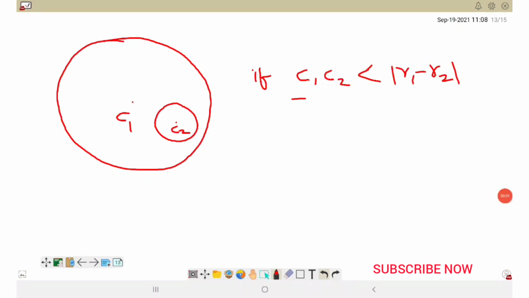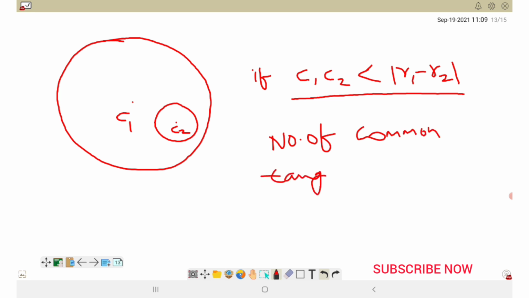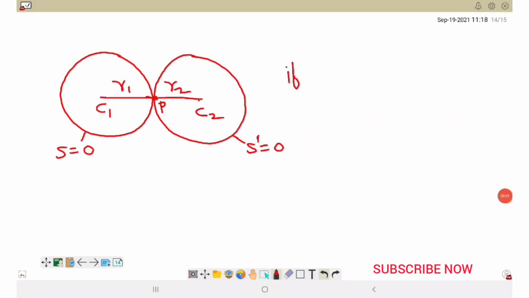Next, if C1 C2 is less than mod R1 minus R2, then one circle lies completely inside the other circle. The circles do not touch or intersect, and there is no common tangent. So the number of common tangents is 0.